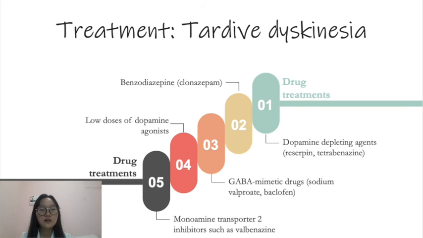Drug treatments include administration of dopamine-depleting agents such as reserpine and tetrabenazine, benzodiazepines such as clonazepam, GABA-mimetic drugs such as sodium valproate and baclofen, low doses of dopamine agents, and vesicular monoamine transporter 2 inhibitors such as valbenazine.